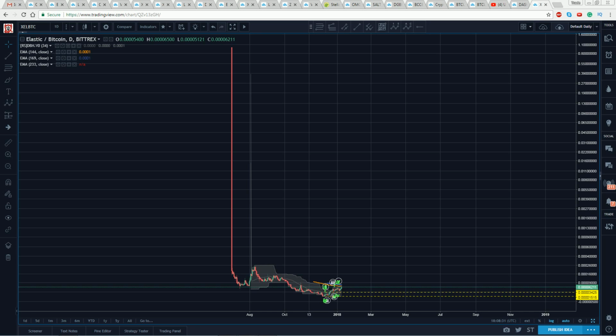Had another member who was interested in a look at Elastic to Bitcoin. So I've got symbol XEL. I've got Elastic to Bitcoin on this. So this is the daily chart, right? So what do you do with that?